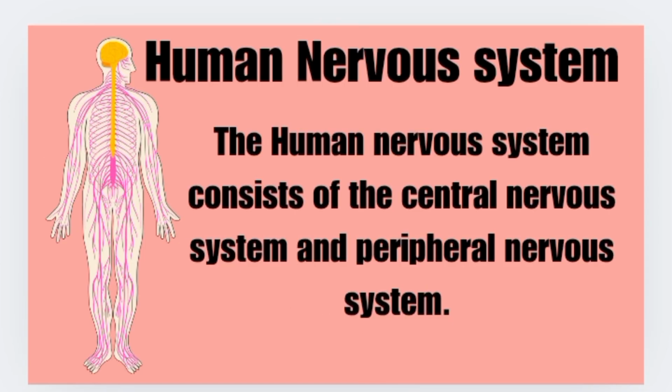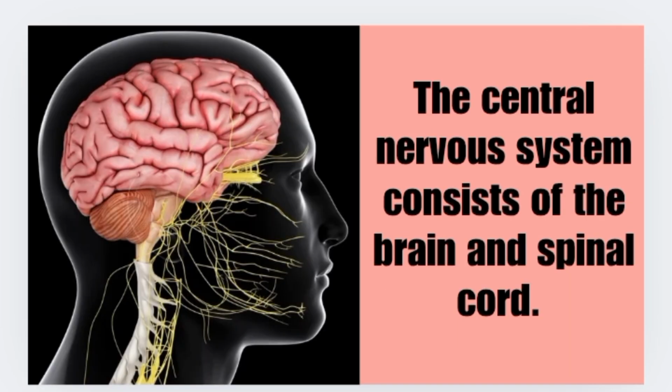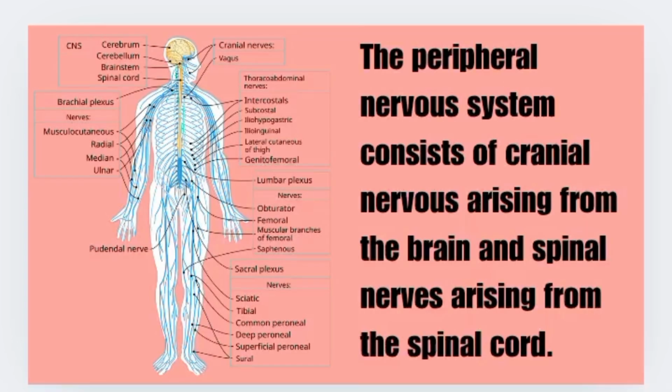The human nervous system consists of the central nervous system and the peripheral nervous system. The central nervous system consists of the brain and spinal cord, and the peripheral nervous system consists of cranial nerves arising from the brain and spinal nerves arising from the spinal cord. Here you can see the cranial nerves and spinal nerves.